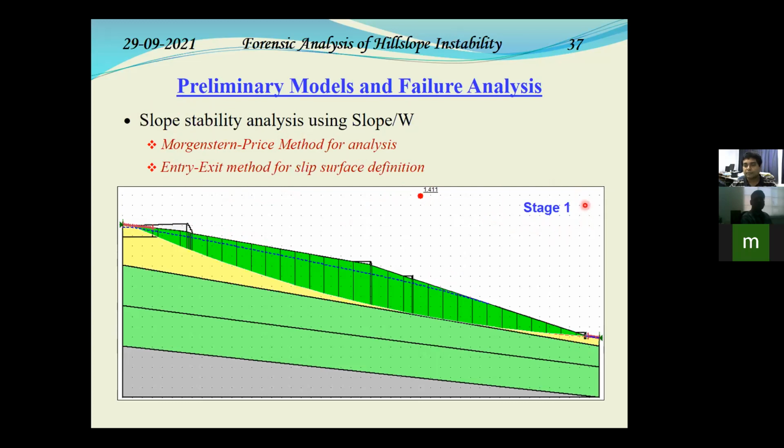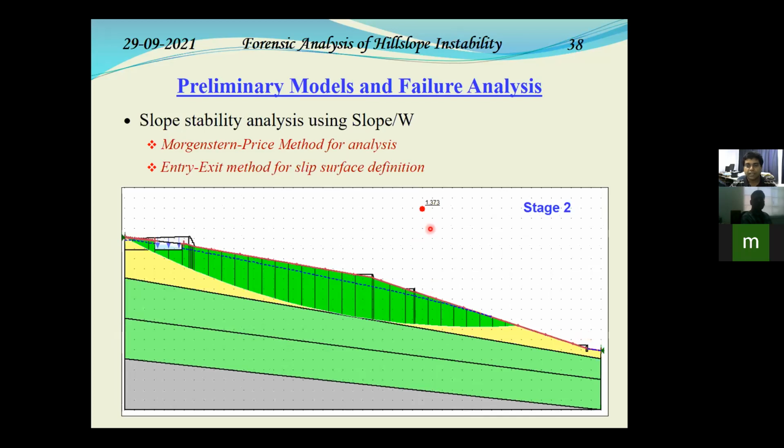So at stage 1, that is when the in situ condition was there, we could figure out the factor of safety is 1.4, quite high. So the slope initially was stable. We did not have any instability in its virgin condition, and that's what we have seen in the field. Then in stage 2, when the excavation was done for the building, still the slope is stable, 1.373.